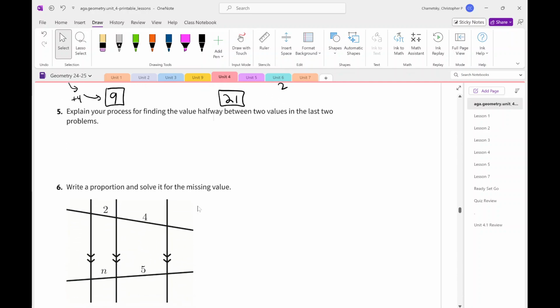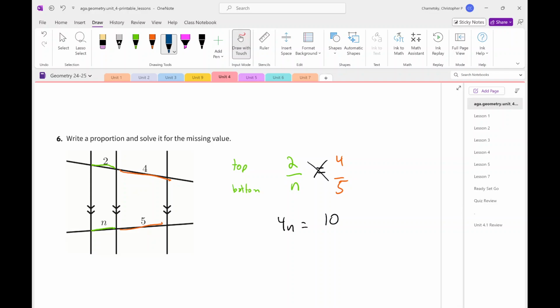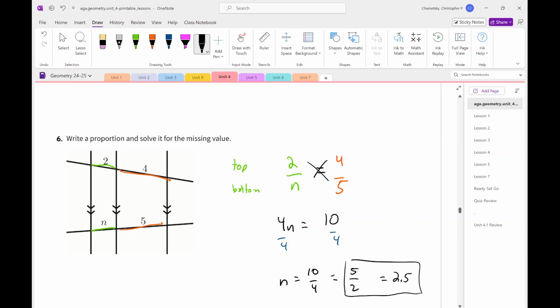Explain why. Our last retrieval question is a proportion for side splitter that we've been doing. There's different proportions that you can set up. I'm just going to go with going top over bottom. So 2 over n equals 4 over 5, cross multiply, n times 4 is 4n, 5 times 2 is 10, divide by 4, and n equals 10/4, which can be simplified to 5 halves, or if you prefer a decimal, 2.5. So either of those answers.